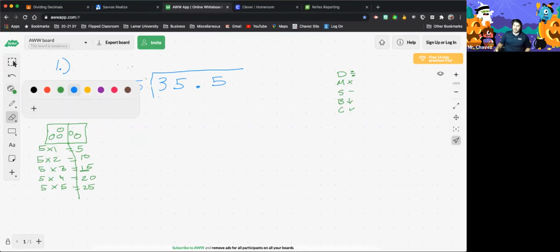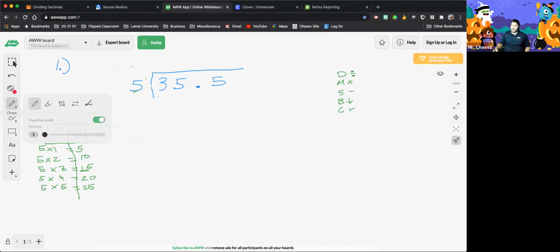Okay, so now here's how we divide again. This is the only thing that's different when you divide decimals. All you got to do is just shoot this little decimal point up right there. That's it. That's the only thing that's different when you divide decimals. Just move the decimal point up, and that's it. You're good. So pretend in your mind it's 355 divided by 5.